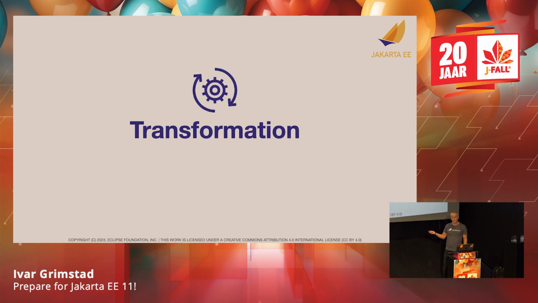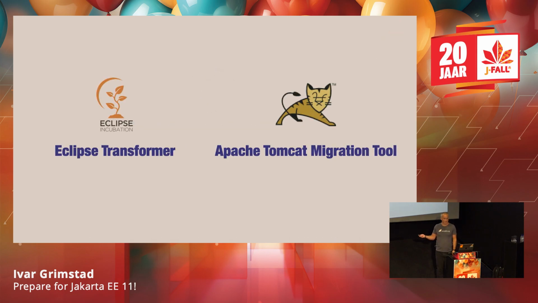We have some help with the namespace change. So if you're doing the migration and have some old libraries you cannot move over to the new namespace, you can use transformation. So we have the Eclipse Transformer or the Apache Tomcat migration tool that will take the bytecode and transform it for you. So you can just pass in the dependency and get a Jakarta version of it out. You can use it as a Maven plugin in your build system until the library provider gives you a Jakarta version of it.